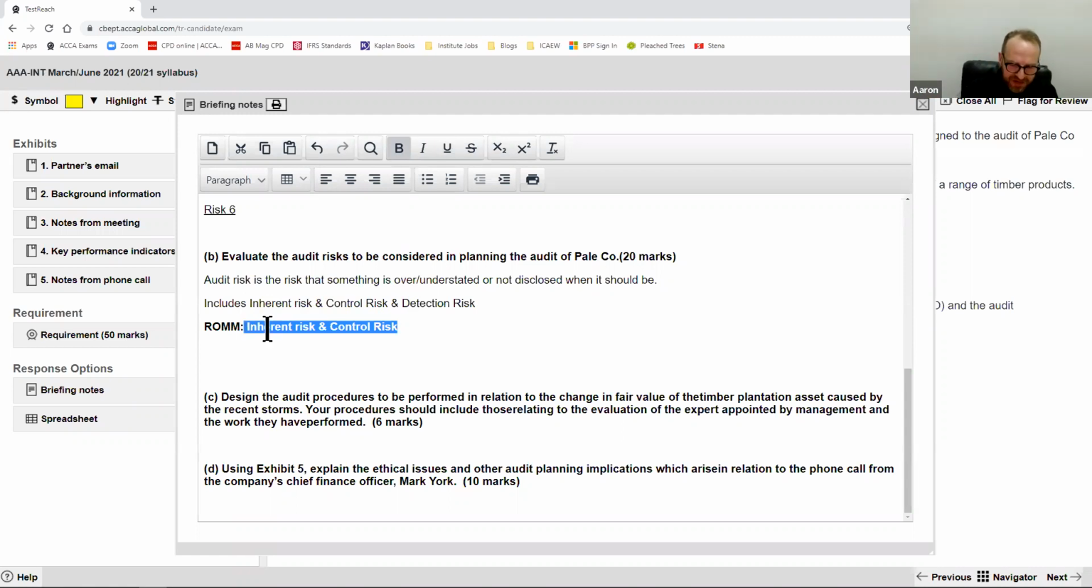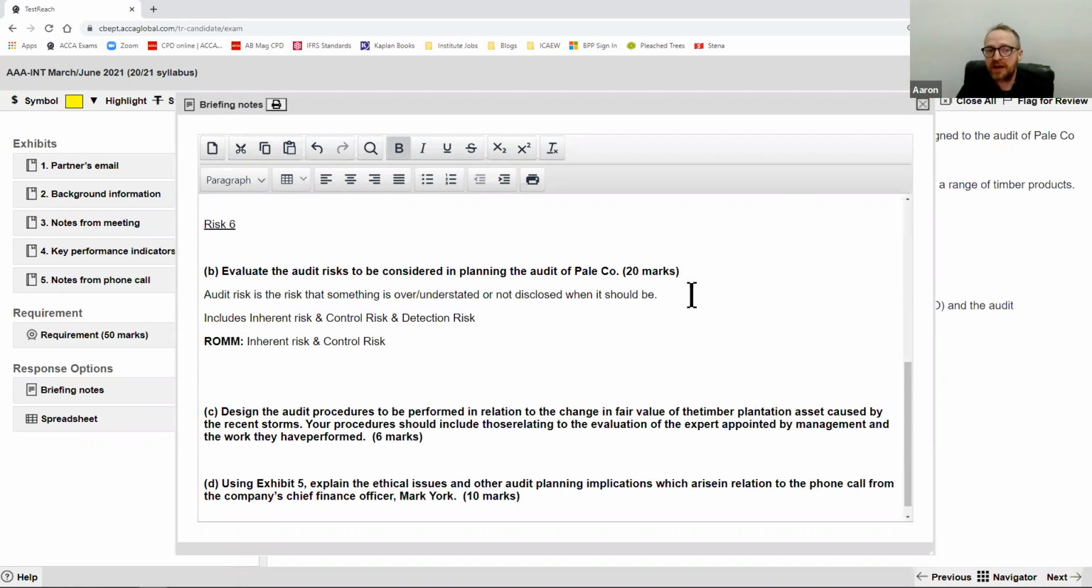Now, why is that important? Well, it's important for this question because it is a new client, for example. So therefore, there's a risk that you don't detect it because you don't know their systems, et cetera, et cetera. So it actually opens you up to get a few more marks, because it's 20 marks. There's quite a lot of marks available. So you're going to have to think about that.